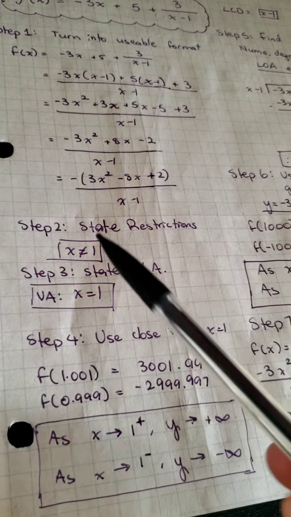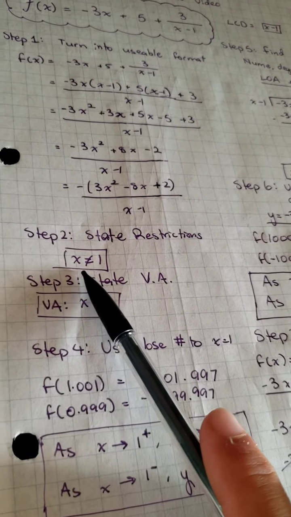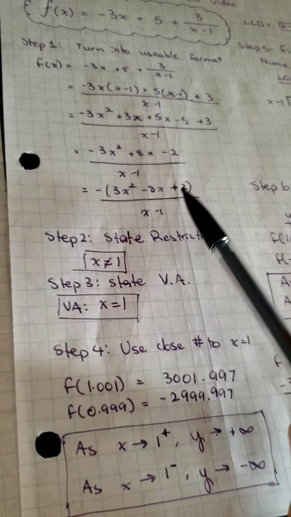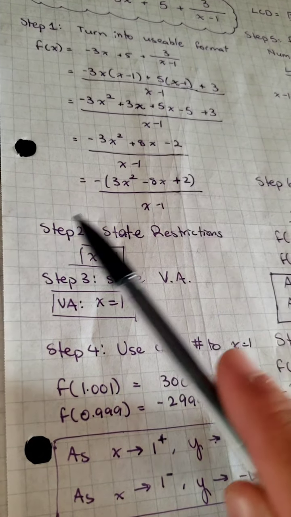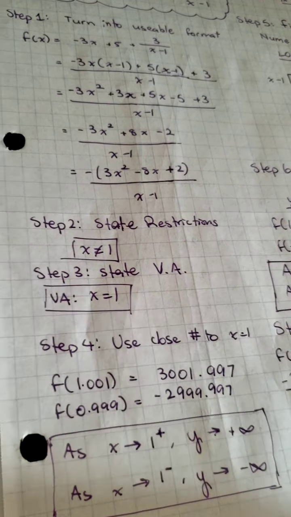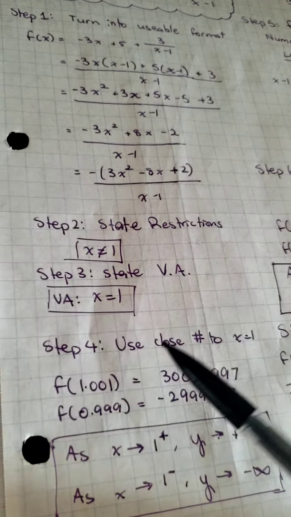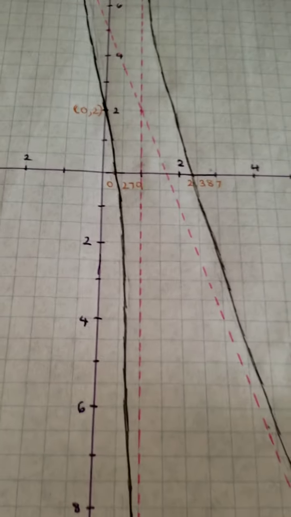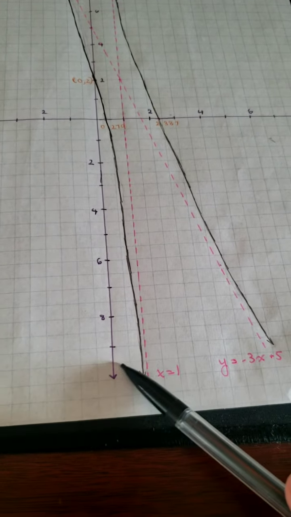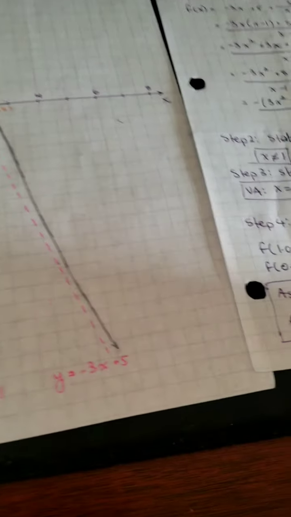So the first step is to state the restrictions, which is x cannot equal 1, because if it did, the denominator would equal 0 and the whole function would just not work. After finding restrictions, we have to state the vertical asymptote, which is x equals 1, which you can see in the graph right here. x equals 1 is the vertical asymptote.